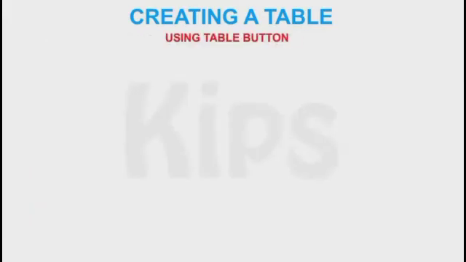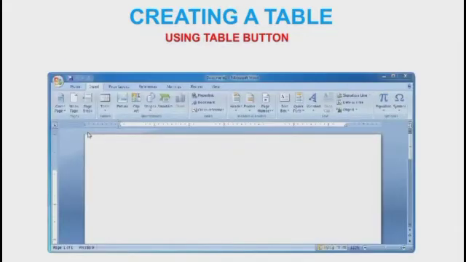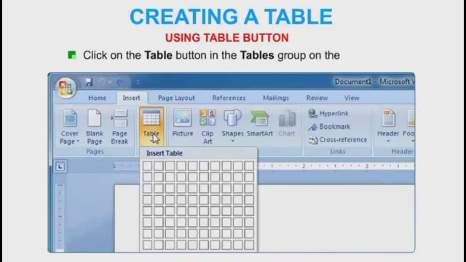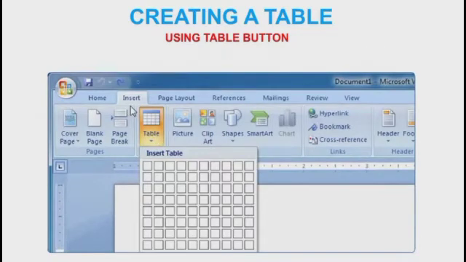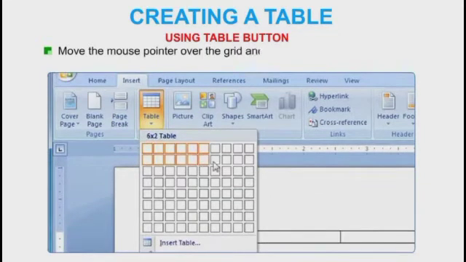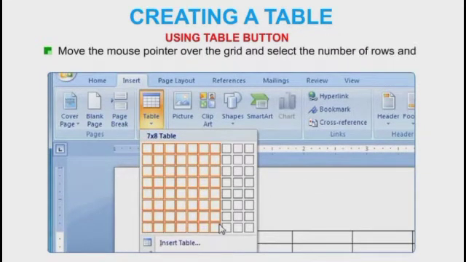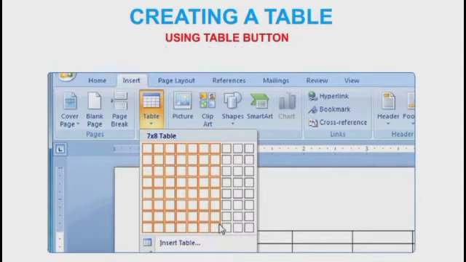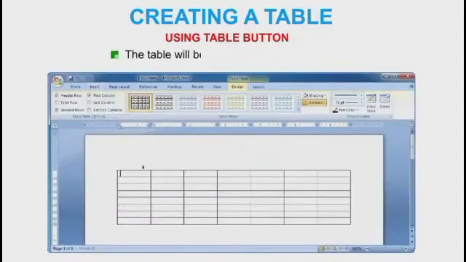Using a Table button. Click on the Table button in the Table group on the Insert tab. Move the mouse pointer over the grid and select the number of rows and columns you want in a table. The table will be inserted on the working area.